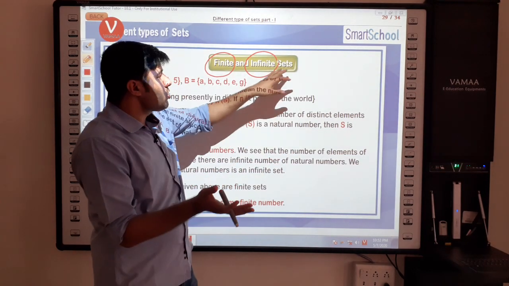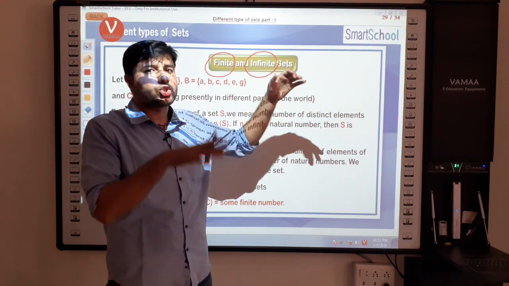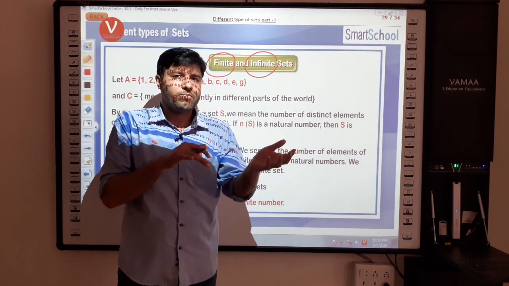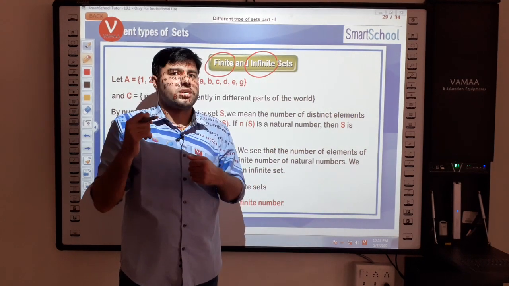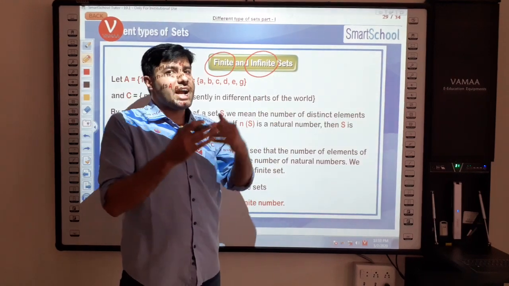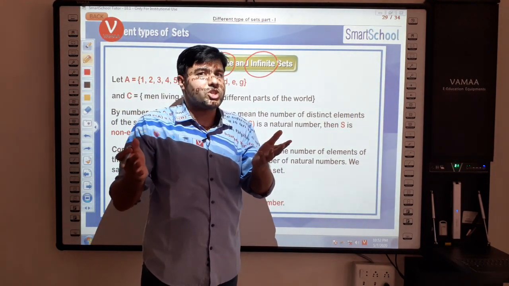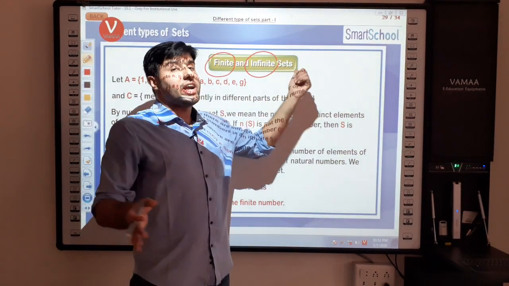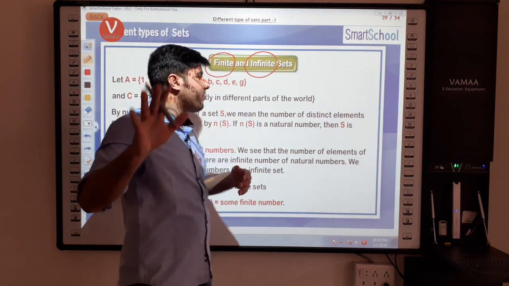Okay, so a set is also defined by the meaning of the term. Finite sets are those sets in which the number of elements is countable. This is a kind of set in which we can count the number of elements. An infinite set is a kind of set in which we cannot count the number of elements, which means the number of elements is infinite. Okay, so now we will look at some examples, by which you will get the point very clearly.